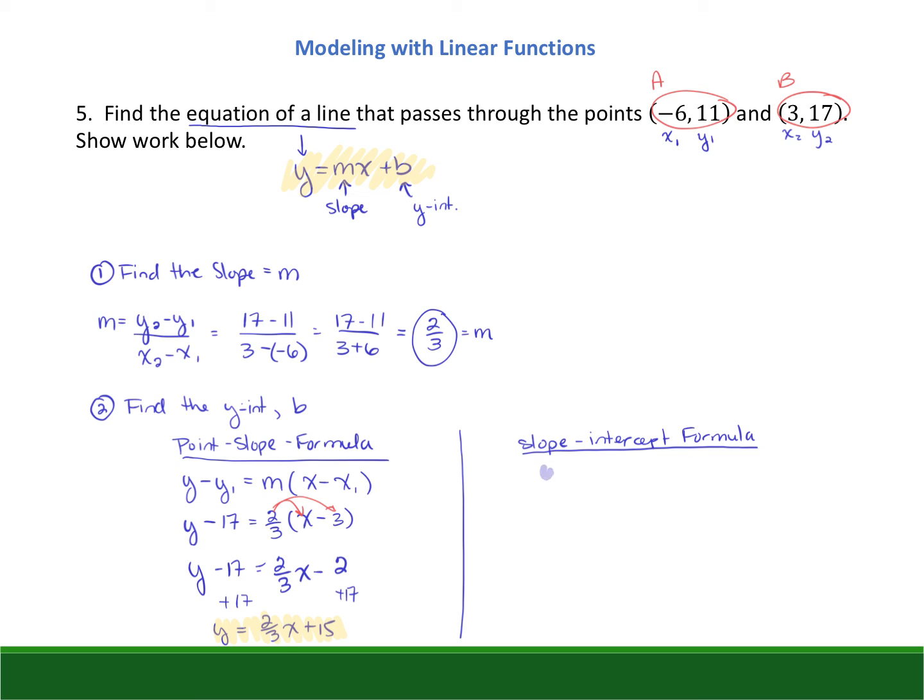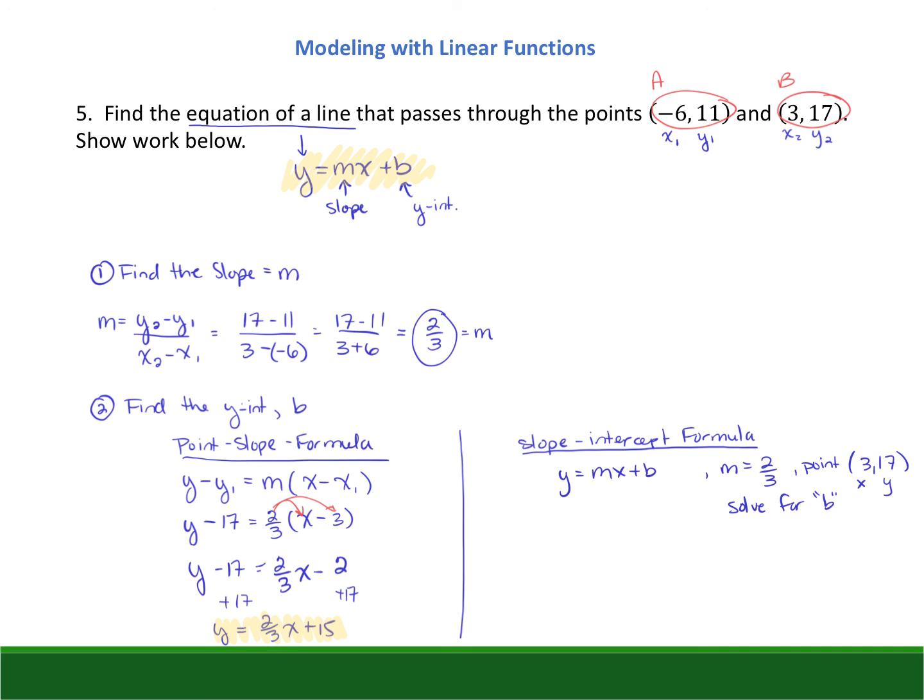Now let me show you how to get the equation using the slope-intercept formula. The slope-intercept formula is y equals mx plus b. What you're going to do is substitute in the slope that you found in the first step, and then pick one point. Again, I'm going to use point B here, and you're going to substitute in 3 for x and 17 for y, and then solve for b, where b is your y-intercept.